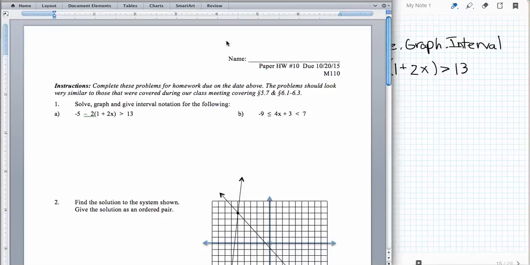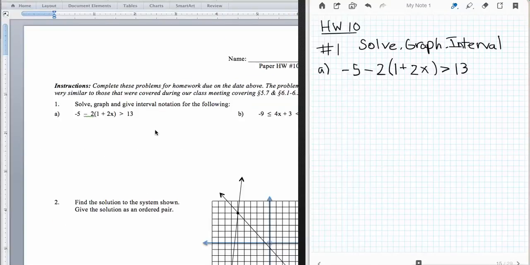Where is it? There it is. And homework number 10, we're just going to do number 1, and there's 2 problems here. So this is a linear inequality problem, and we're going to solve it, graph it, and give it in interval notation. So first off, I'm going to do just like I would with an equation, and I'm going to simplify.